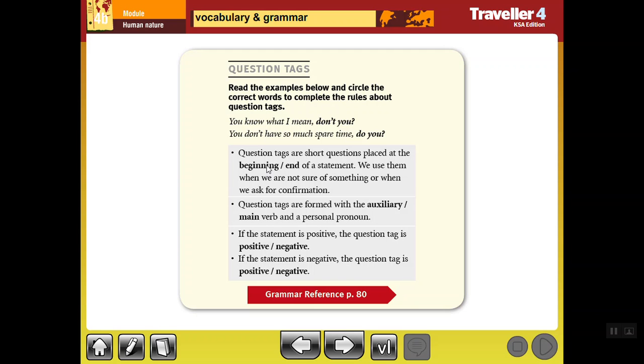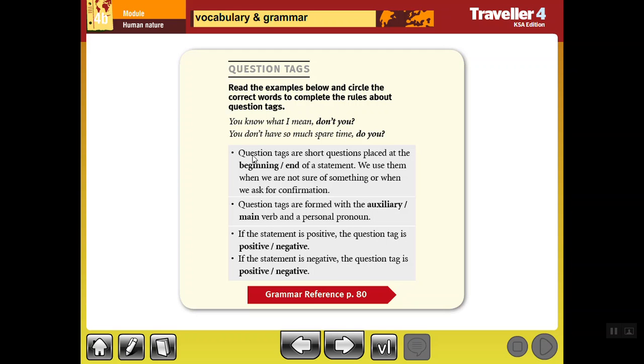You are going to choose the correct completion here. You know what I mean, don't you? Don't you here means أليس كذلك. You don't have so much spare time, do you? You see, when the statement is in positive or affirmative form, you say the question tag in negative form. And when the statement is negative, you use an affirmative question tag, here, do you.